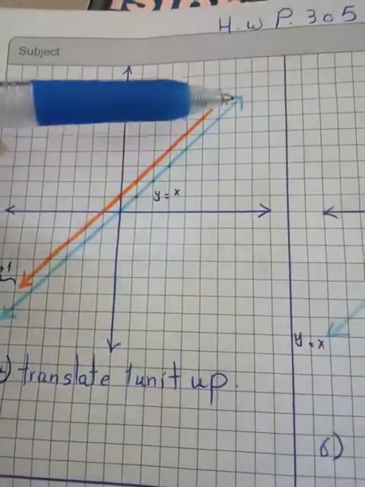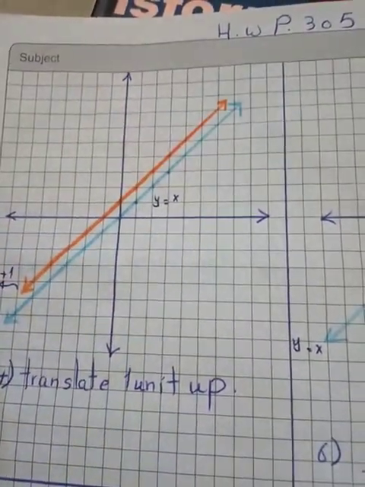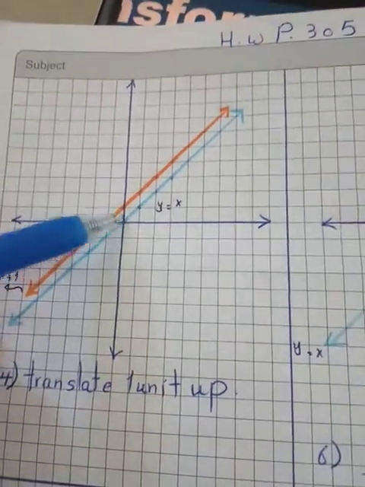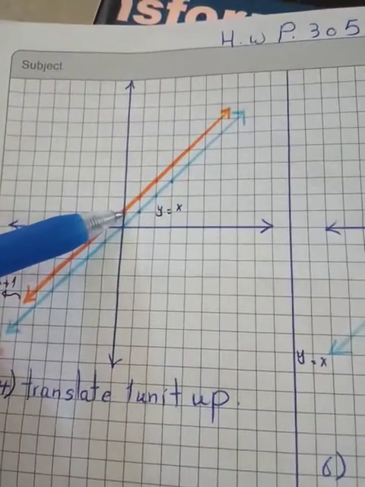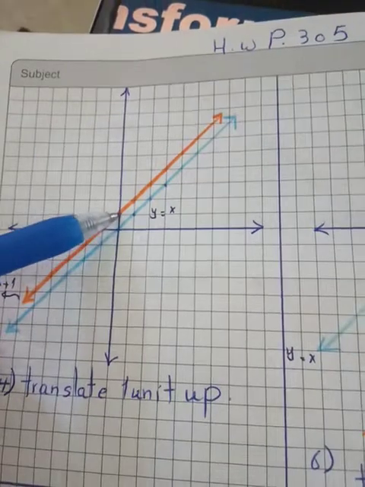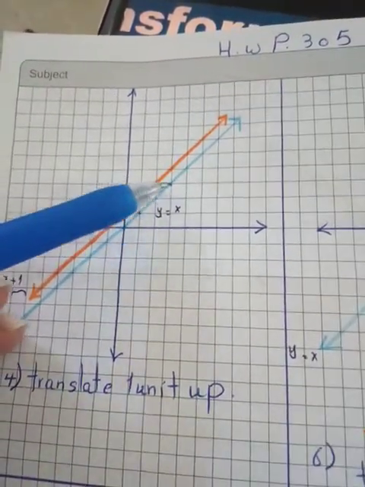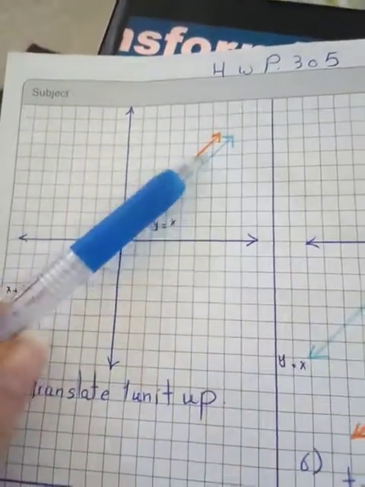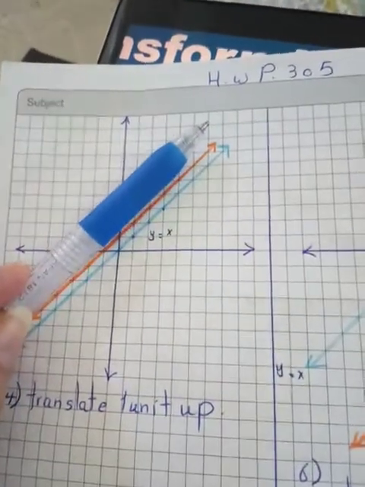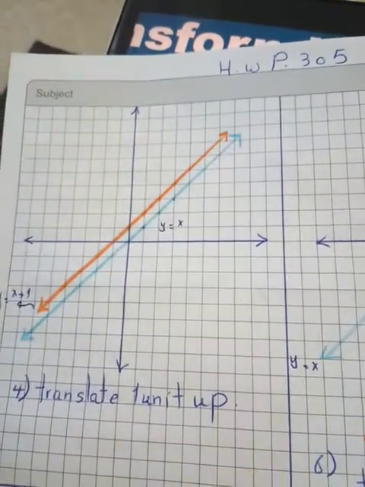How? This is the blue line, the original, and what happened to the orange one? Each point goes 1 unit up. So the line translated, or shifted, 1 unit up.